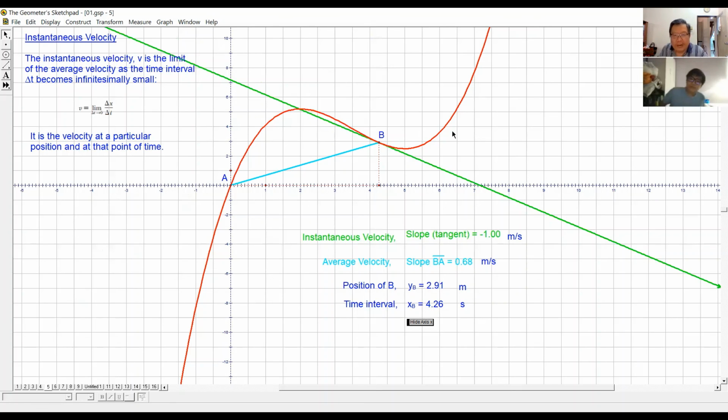So let me summarize what you need to know. You need to know two things. First, instantaneous velocity, which is the gradient of the green line, the gradient of the tangent. Then another one is the average velocity, the gradient of the line joining A and B. Okay, next one.